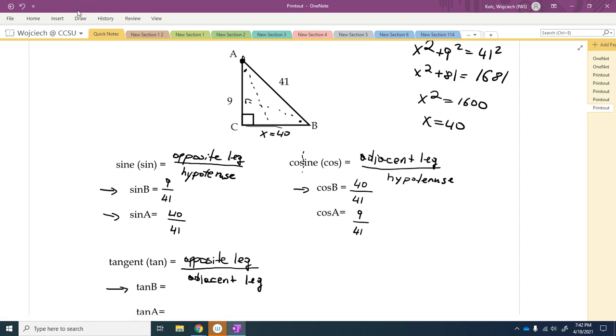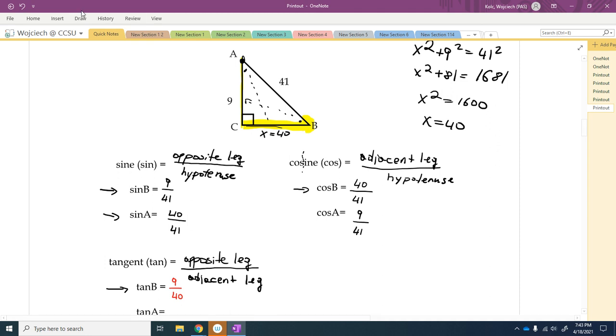So if I'm over here, okay, let me actually use my highlighter. Okay, so I am sitting over here, tangent of angle B. And by definition, tangent is opposite leg over adjacent leg. So there has to be 9 over 40. Okay, so this will be 9 over 40.